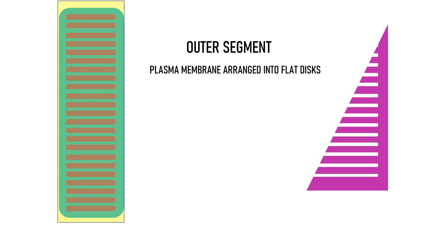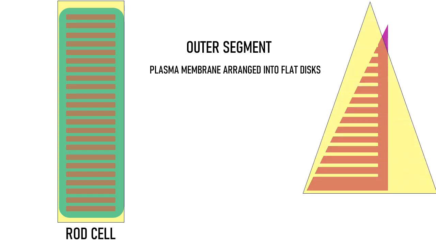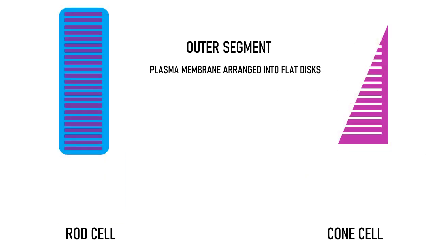So this outer segment looks like a rod, so it is known as a rod cell, while this outer segment looks like a cone, so it is known as a cone cell. The outer segments of cones are shorter and wider than the outer segments of rods. These flat discs of the outer segments of photoreceptors contain photopigments.